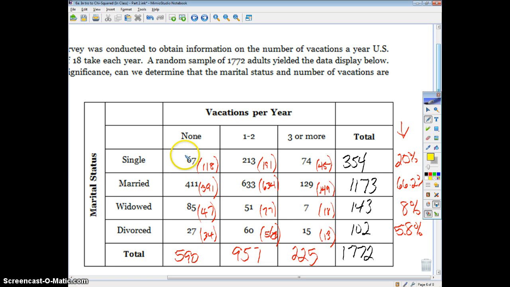So we're expecting 20% of the people who took no vacations were going to be single. That is 118. Okay? 66.2% of the 590 people who took no vacations are supposed to be married. That's 391.47, 34. So I did that for all of these. So again, 20% of the people taking 1 to 2 vacations, that's 191 for single.